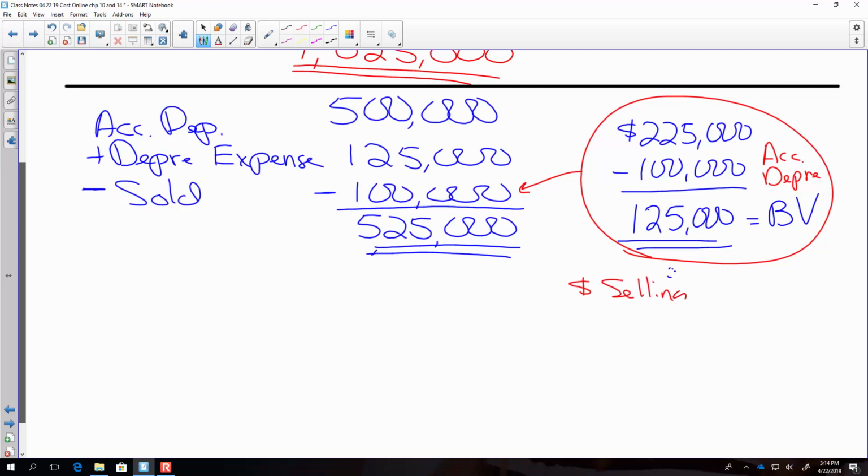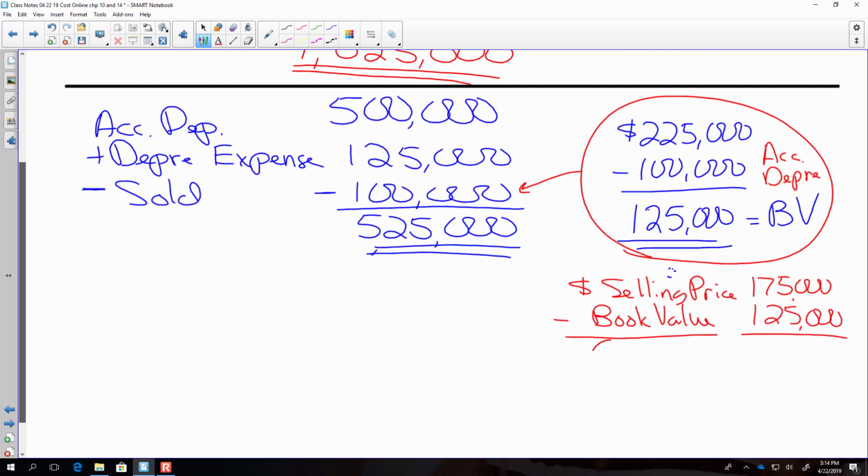In this case, it was 175,000 minus the book value, which was 125, gives us, in this case, a gain on sale of 50.